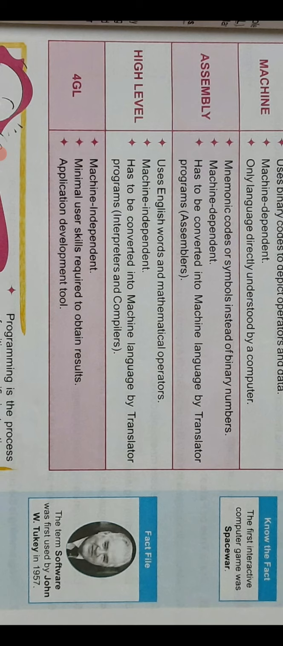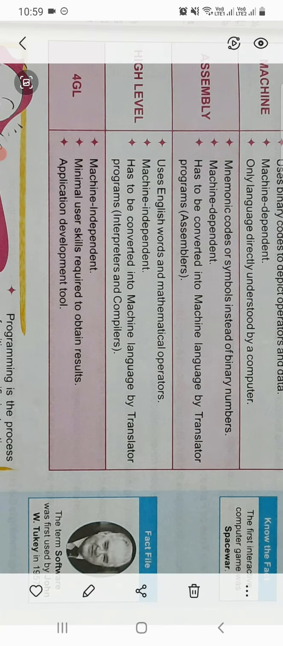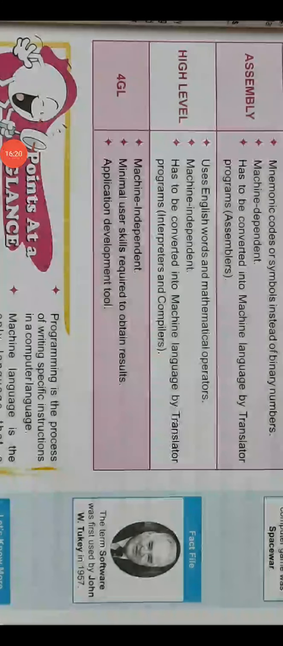Next, that is 4th generation language, 4GL. What are the features? First one, machine independent. It is also machine independent and minimal user skills are required to obtain results. Anyone can work with these kinds of languages. No need to be very expert in this language. So minimal user skills are required to obtain results.